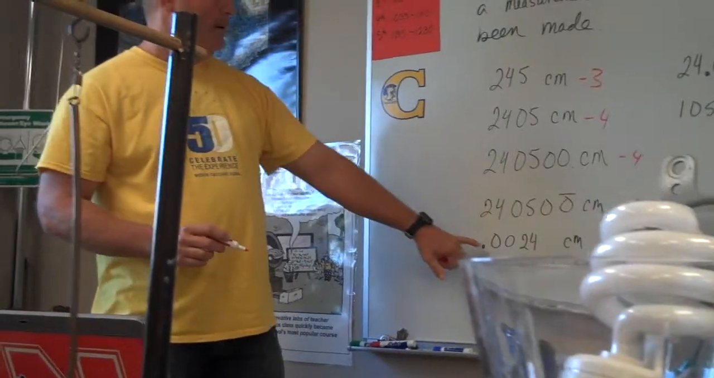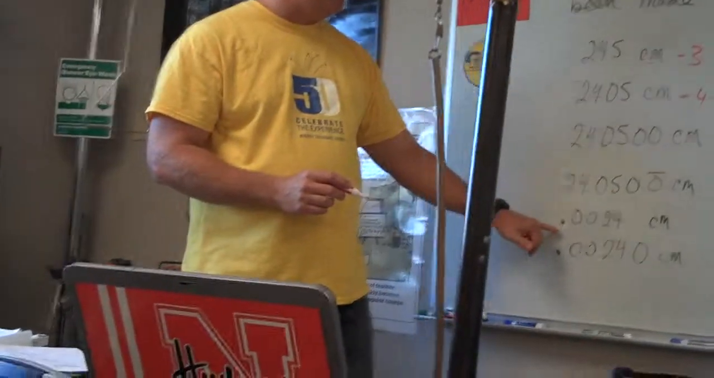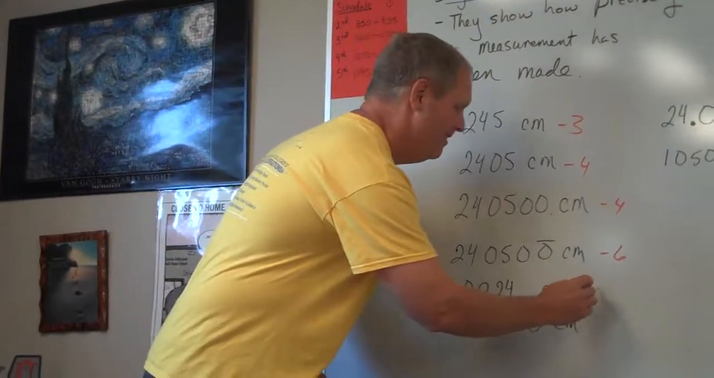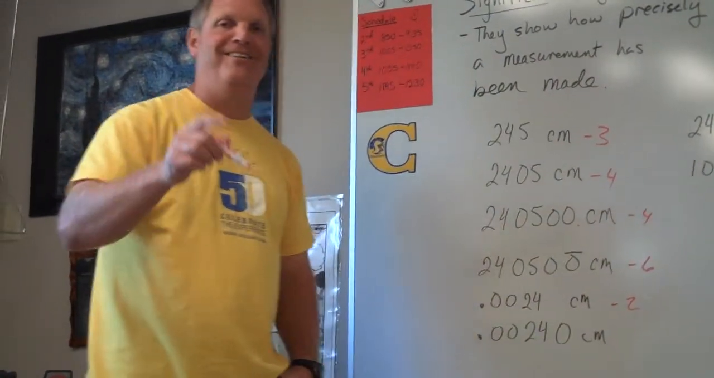Okay, now, what about these zeros? These zeros are to the right and to the left. So how many are there? 2. There's 2. That's right.